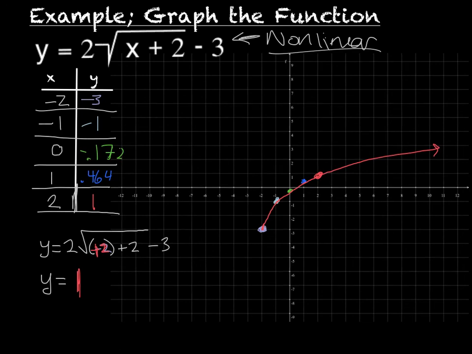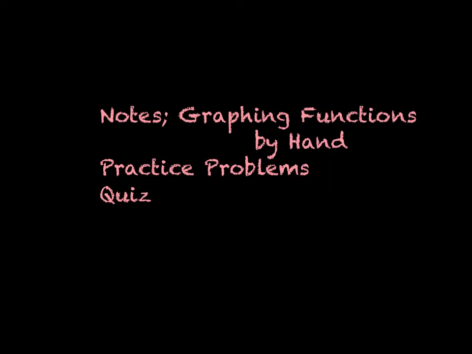So all you have to do is graph enough points for you to start seeing the trend. So if it's not linear, you have to graph more than 2 points. But if it's linear, you only have to graph 2 points. So keep that in mind. First, you have to identify the graph. So those are your notes over graphing functions by hand. Make sure you can graph linear and nonlinear functions. So go through some practice problems, and then you should be ready for your quiz over this material.